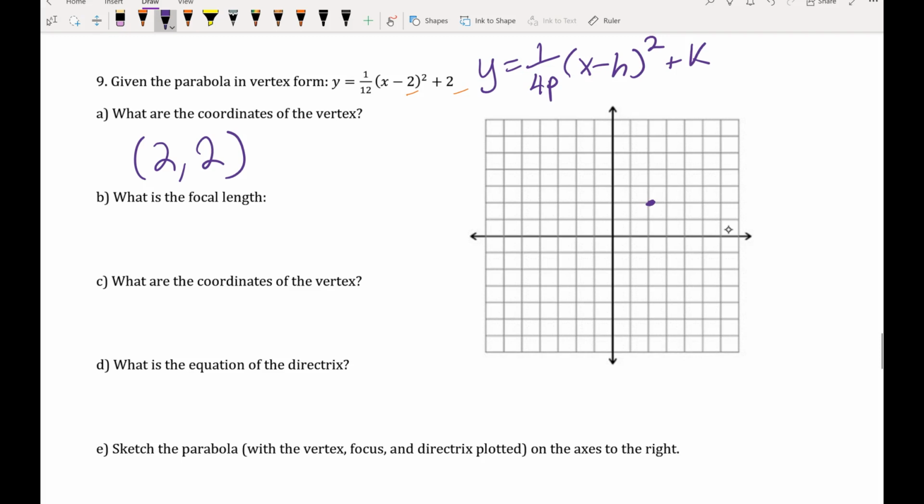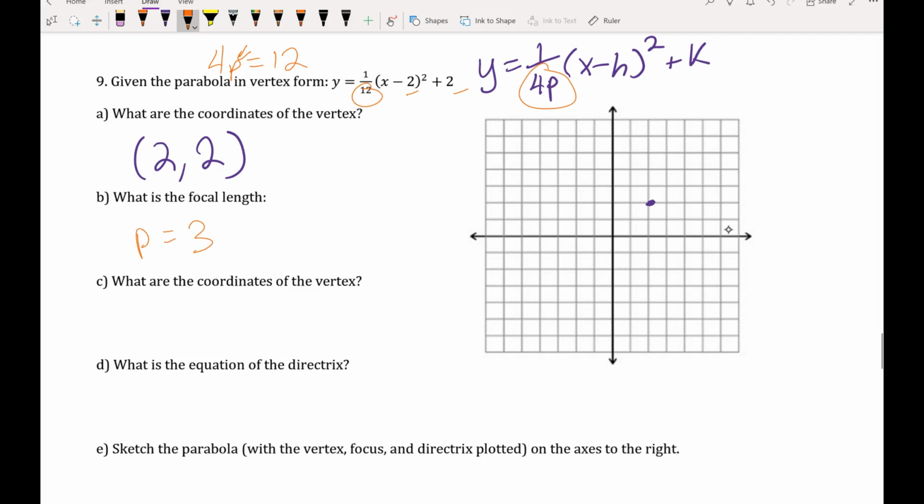What is the focal length? Remember, the focal length is represented by that p next to the 4 there. Well, if I'm looking for similarities between these two equations, it looks like instead of a 4p, there's a 12 in that denominator there. So if I plugged in 3 for p, 3 times 4 would be 12, so I'm going to say that p is equal to 3 in this case.